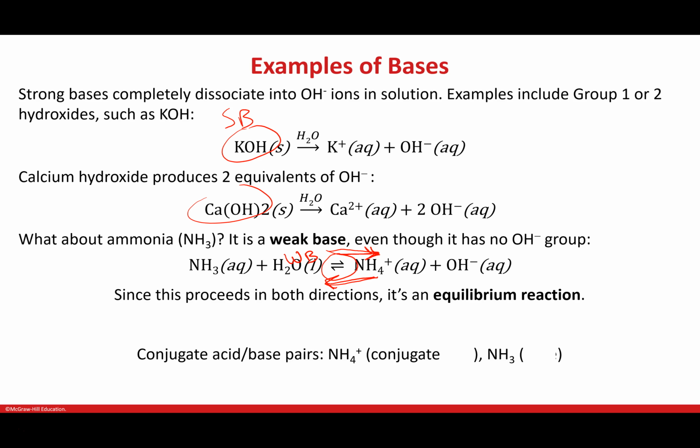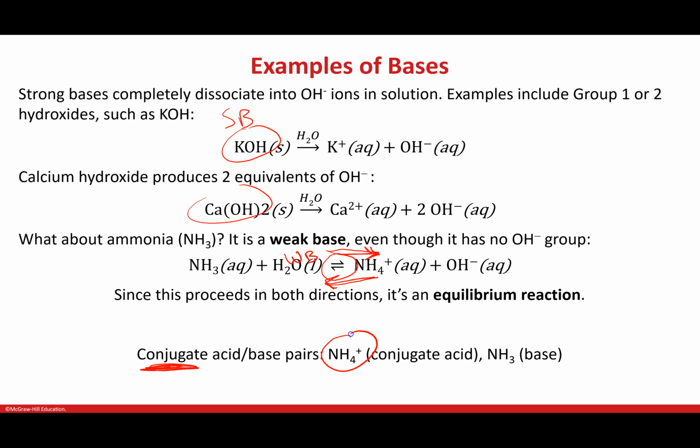Another thing pointed out here, the word is conjugate. If you can find two things that differ by an H plus, they are related. We call them a conjugate acid-base pair. The things that differ by a proton here would be your NH4 plus and your NH3. Okay? Then they're related by an H plus. They're a conjugate acid-base pair.